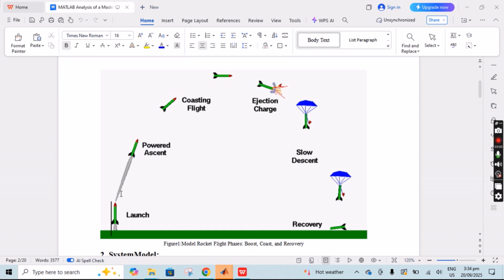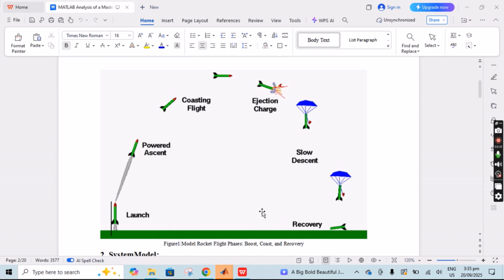So yes, I have added the complete introduction in it. See, this picture represents the complete model of the rocket's different flight phases: how the rocket launches, how it's powered for ascent, how it's coasting flight, how its ejection charge works, how its slow descent happens, and the recovery.